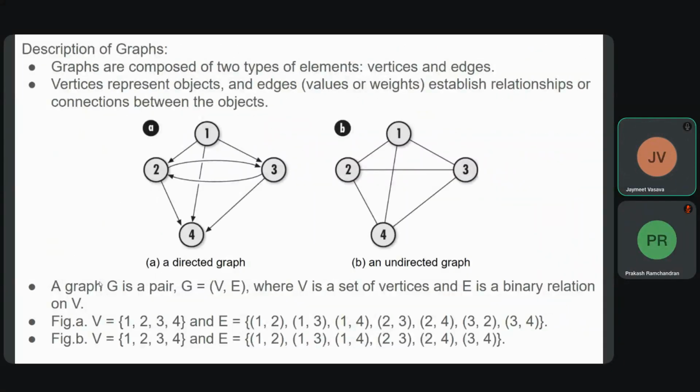So now with the description of graphs. As also mentioned first, graphs contain objects and are used to model problems. There are objects and there is a relation between these objects. The objects are vertices, and the relation between them is represented by the edges between these vertices. So graphs are composed of two elements, vertices and edges. Vertices represent objects, and edges are the relationships.